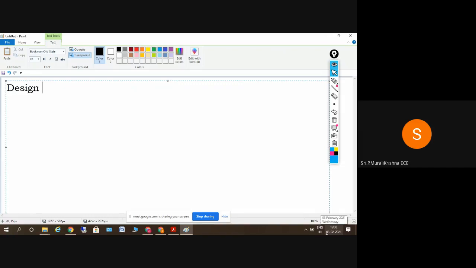Design a 4-bit number square generator using ROM. So there is a problem here. Okay, so we need 4 inputs here, A, B, C, D, and the outputs, I think a maximum of 7 or 8 outputs we will get here.